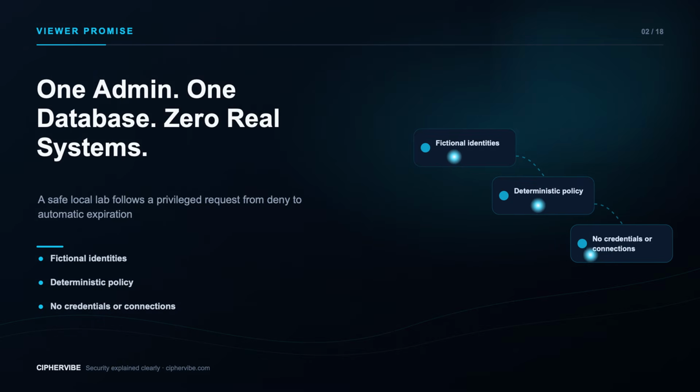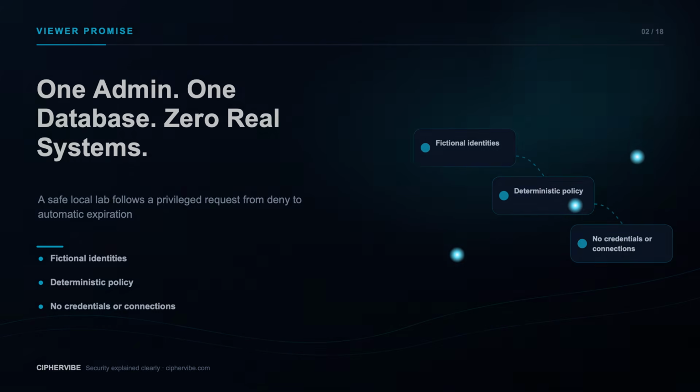In this CipherVibe episode, a fictional administrator named Riley needs maintenance access to a fictional production database. A deterministic local simulator evaluates the request, requires approval, grants a limited role for 15 minutes, records safe action metadata, and expires the grant. It never contacts a directory, vault, cloud, database, or production system.